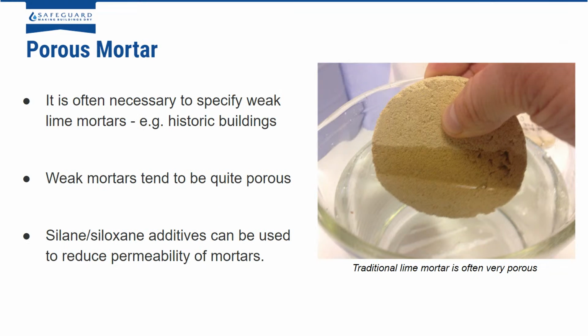So not just stone, but porous mortar can be a route for moisture. So it's often necessary to specify weak mortars, especially for historic buildings, to prevent any cracking of the brickwork. But weak mortars tend to be very porous. So these can be rectified by either using a gauging solution when they're mixed up, so using a repointing additive which can waterproof it, or overcoating it with a brick cream such as Storm Dry.